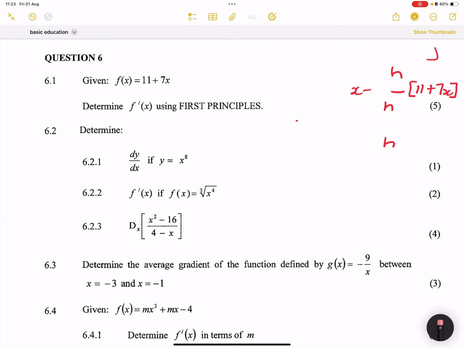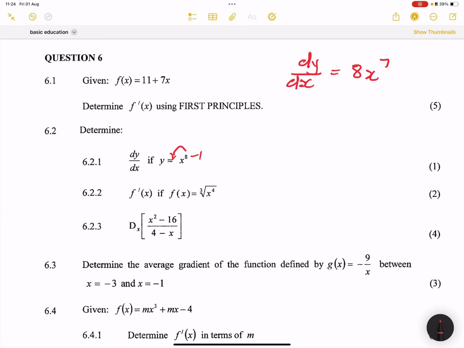They say to us, determine dy/dx if y is equal to x raised to the exponent of 8. So we are going to use our law of differentiation: dy/dx is simply going to be, we jump the exponent down and subtract 1. So that's going to be 8x to the exponent of 7. We won't waste time on that one.